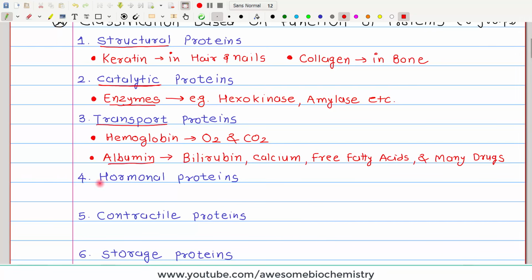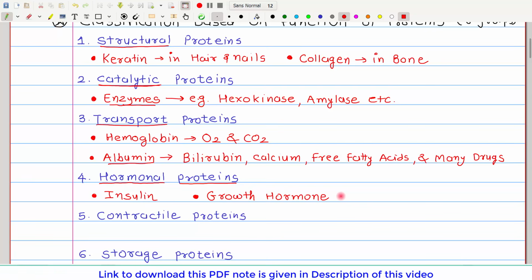The fourth category is the hormonal proteins. Now some proteins are there in our body which can act like a hormone. For example, insulin. Insulin is a hormone which can bring down blood glucose level, right? So insulin functions like a hormone, but if you examine it chemically, it is protein. The second example is growth hormone. Growth hormone brings about the growth of various tissue in our body, right? So it functions like a hormone, but chemically it is a protein. So insulin and growth hormone both are classified as hormonal proteins.